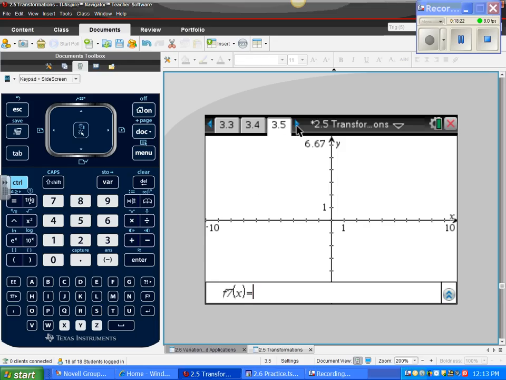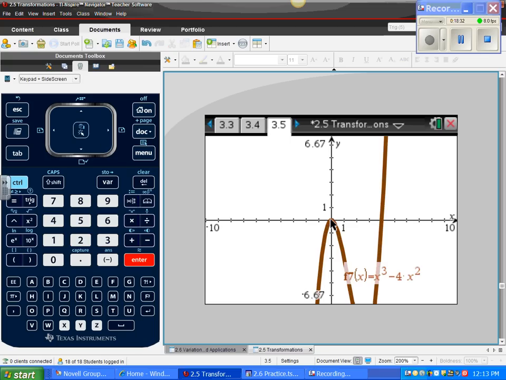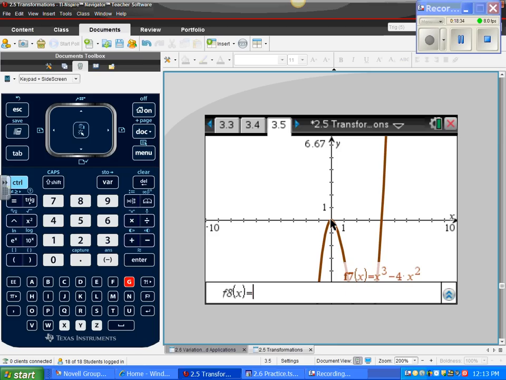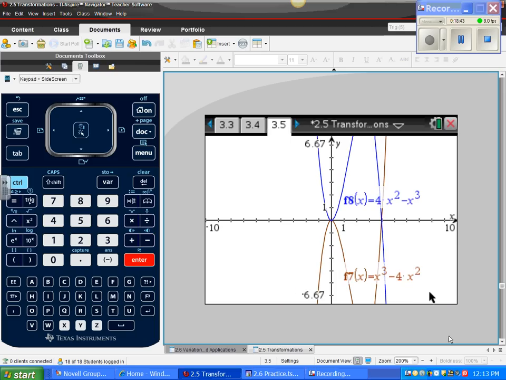And of course, we can verify graphically. Graph our original function. Here's my original. And graph my reflection. And it has been reflected over the x-axis. Notice the points that it's sharing are directly on that x-axis.